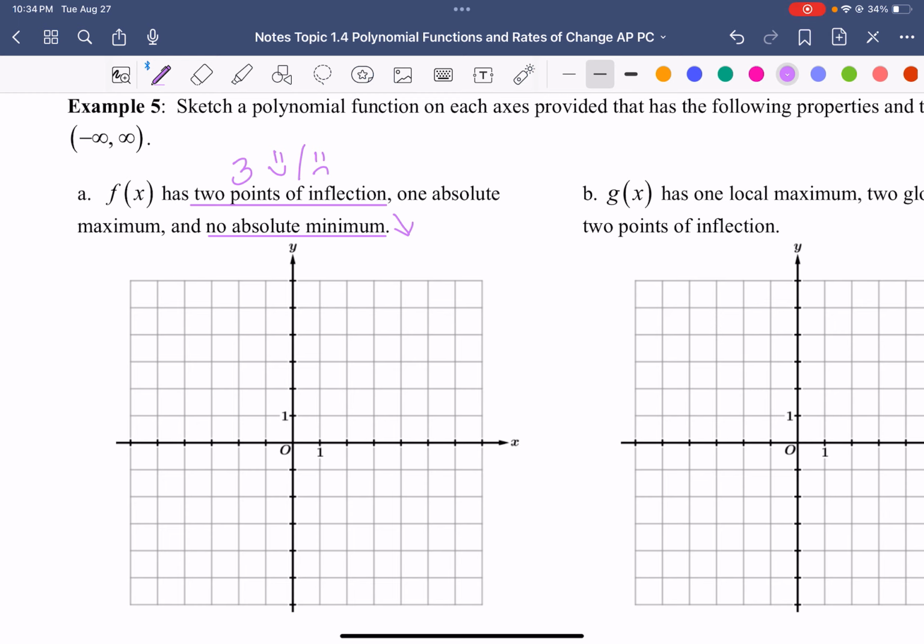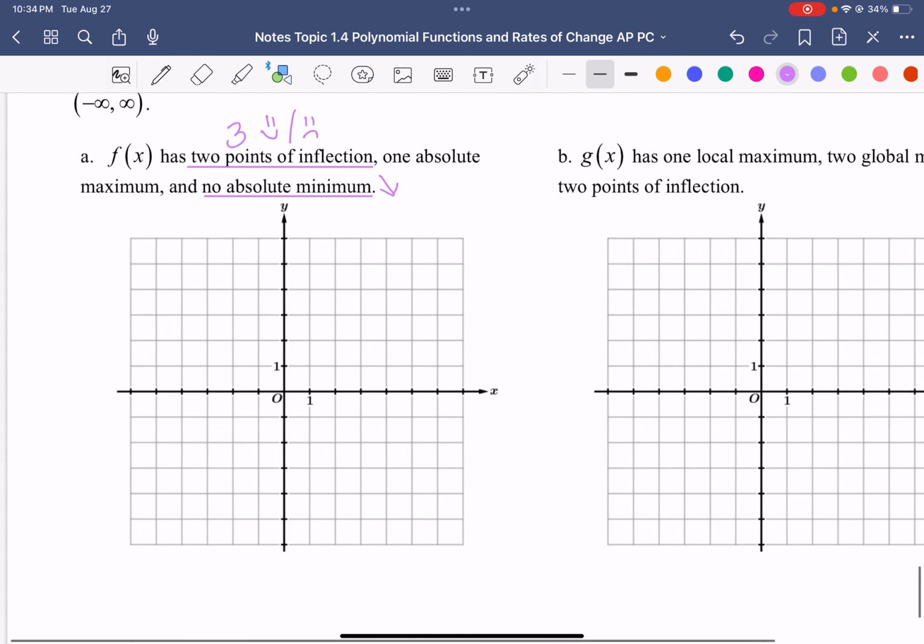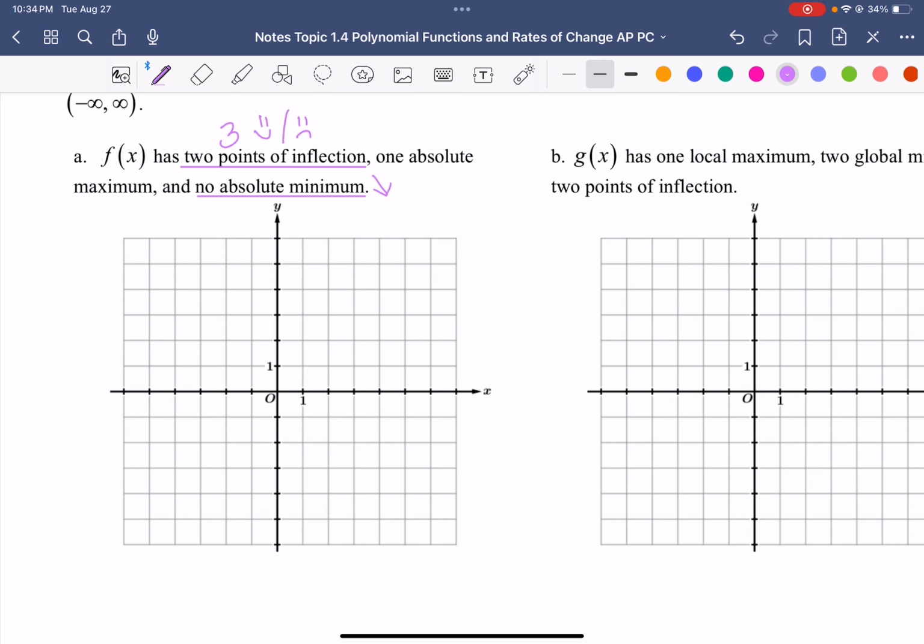Okay, so I'm going to sketch something. I'm going to start with making sure I have my absolute maximum. So I'm going to start by going up really high, just so I make sure that I have that maximum. Okay, now I know that I need to change directions quite a few times. So right now I have a concave up. So I'm going to switch to a concave, I had a concave down. I want to switch to include a concave up.